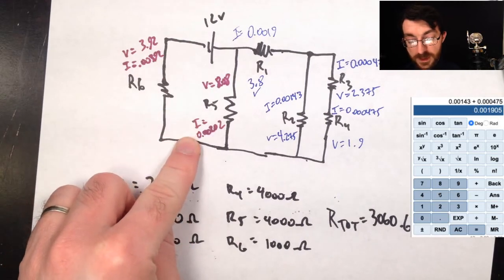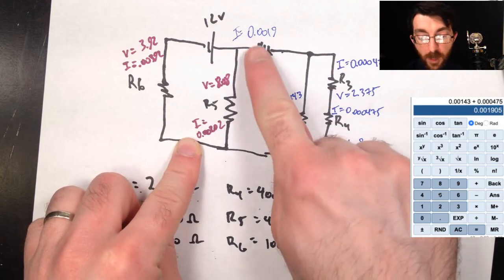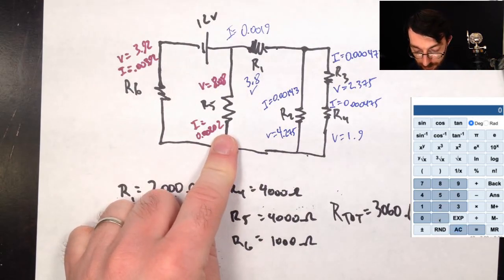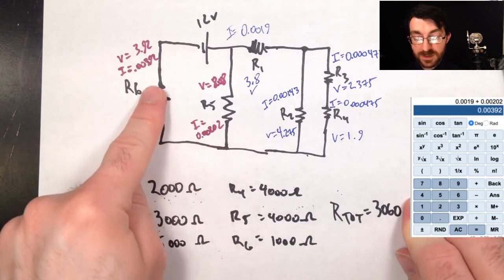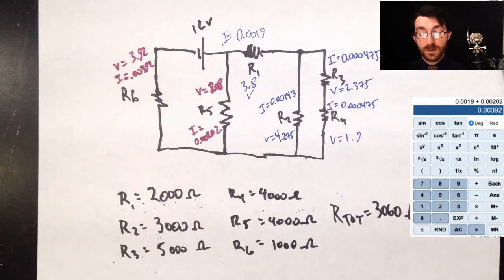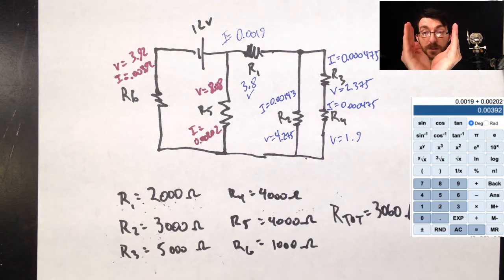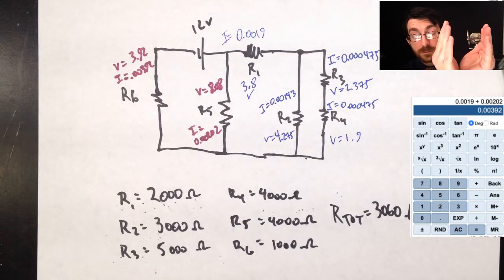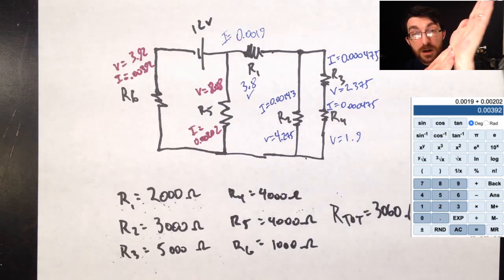Okay, how about this? This current is 0.00202. 0.0019 went that way. 0.00202 went that way. Let's see what they add up to. 0.0019 plus 0.00202 is 0.00392, which is equal to that. Okay? So the way that these work is that whenever you've got two resistors in parallel, the same voltage will be across them, but different currents. Whenever you've got two resistors in series, the same current will be through them, but different voltages.